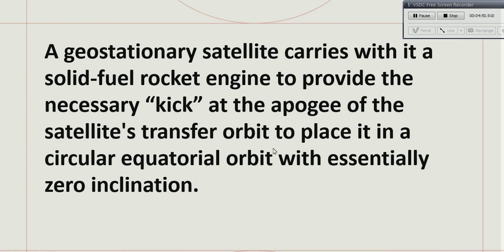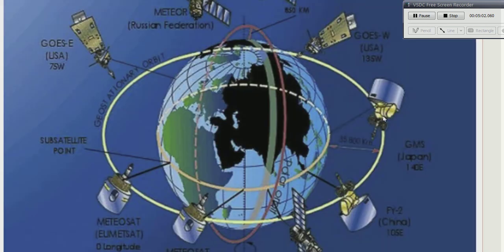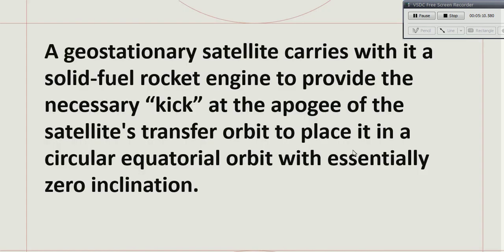Okay, it goes into a circular equatorial orbit with essentially zero inclination. Why do I need zero inclination? Because if it is inclined a little bit, it is not parallel with the equatorial plane of the earth. That's why they are specific about the zero inclination. So that is what a geostationary satellite is.